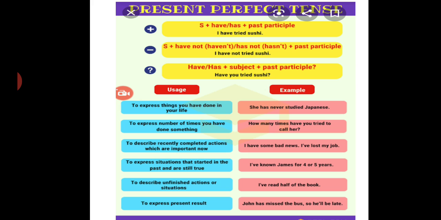Okay. Another one is this: to express situations that started in the past and are still true. Now you can say, I have known Camphor for 3 years. I have known James for 5 years. I have known Daniel for 3 years. Is that true? Okay, but this is to show us that it can be used to express situations that started in the past and are still true.